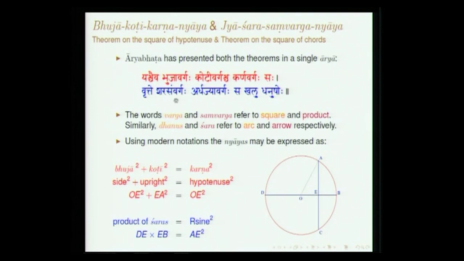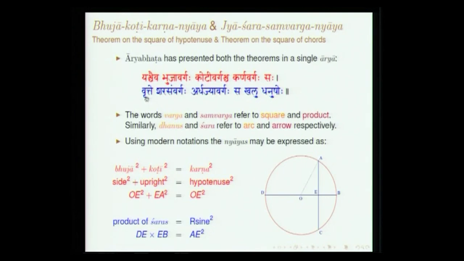Then we have two nyayas presented in one arya. Nyaya is a certain theorem, a general principle. He says, yaschaiva bhuja vargaha koti vargascha karna vargasaha. This is very well known: bhuja varga plus koti varga is karna varga. To make the terms familiar once more, think of this triangle OAE. AE is bhuja, OE is koti, and AO is karna. So he says OE square plus AE square is OA square.